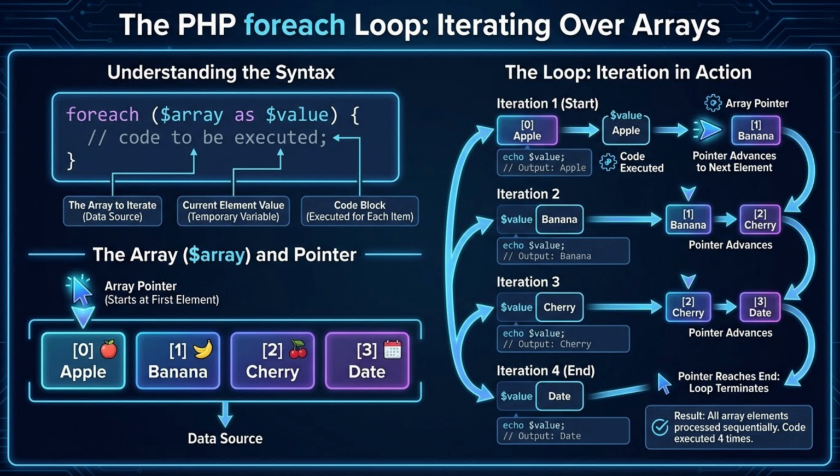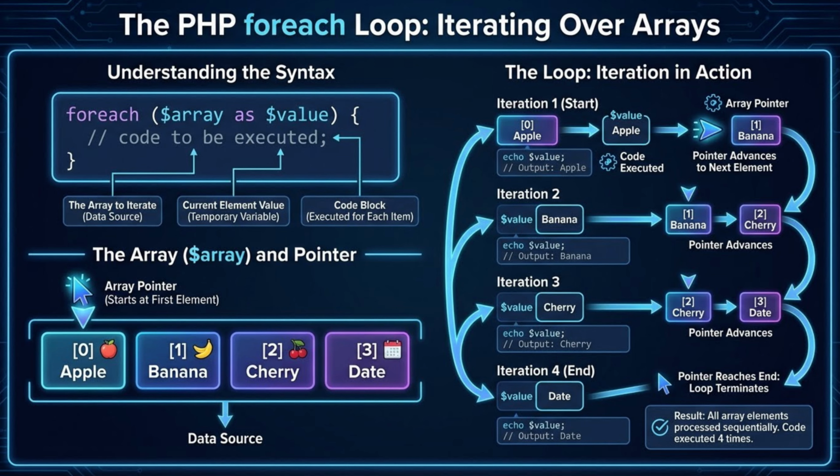Again, the code inside the loop runs and the pointer advances to the next item. In iteration 3, the value becomes cherry, and the loop executes once again. Finally, in iteration 4, the value becomes date. After executing the code, the pointer reaches the end of the array and the loop terminates.